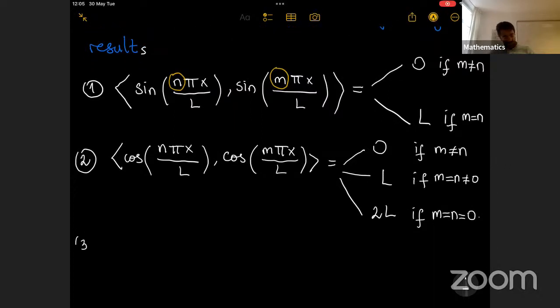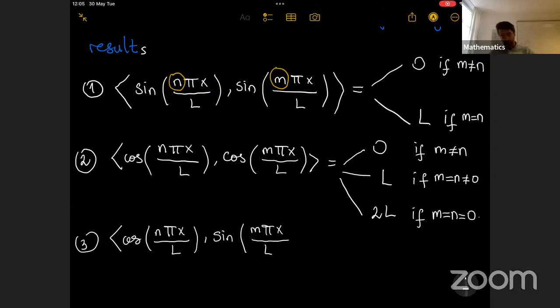And finally, cosine n pi x over L with sine n pi x over L. Okay. Well, in that case, it's always 0. Regardless of m and n, it's always 0. Again, you can see this from the formula.